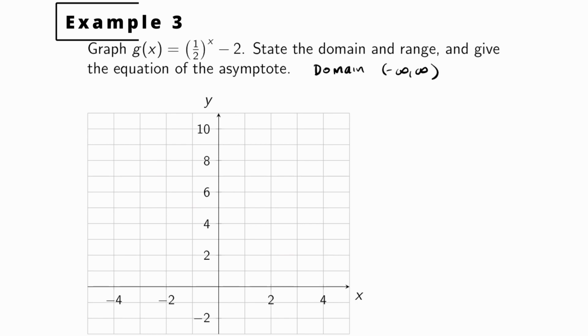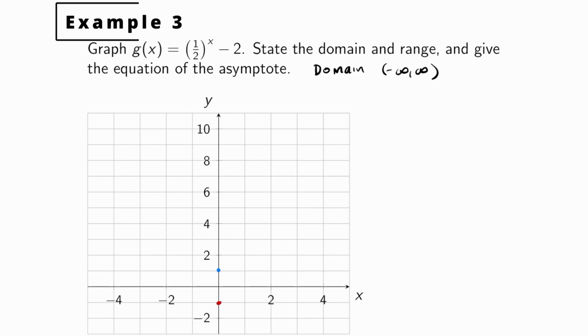Now, we just graphed 1/2 to the x. I'm going to put a couple of anchor points on this thing here. One of those points, this was 1/2 to the x, went through the y-axis at 1. Okay, so that's going to get shifted down 2 units. So that point is now going to be here, right, at -1.